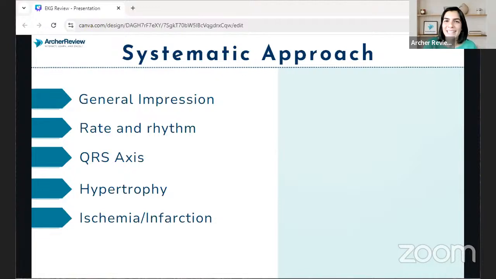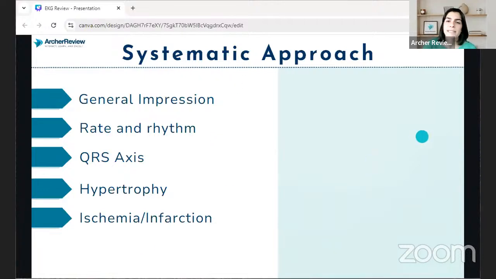Did I look at the general impression? Did I check the rate and the rhythm? Did I look at the QRS complex? Did I look for any hypertrophy? Did I look for any signs of ischemia or infarct? Is the patient coming into your office saying they have shortness of breath, chest pain? You want to definitely make sure you're not missing the ischemia or infarct, right? That's what we want to prevent.